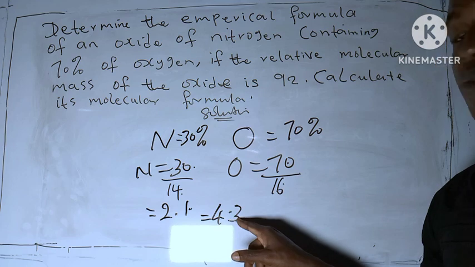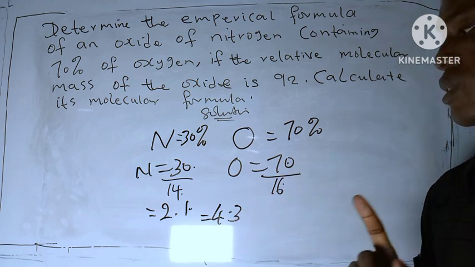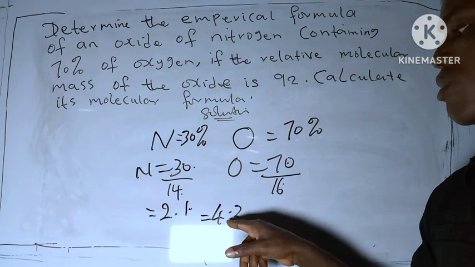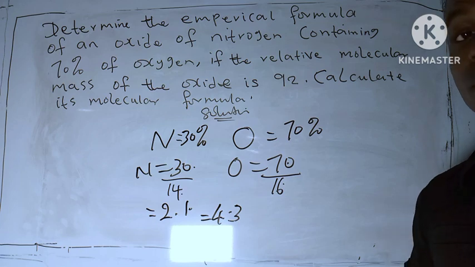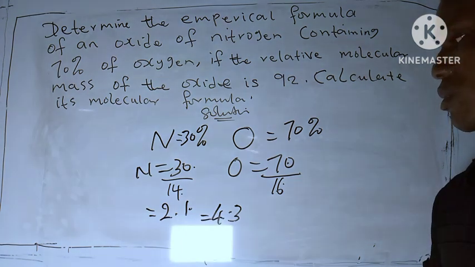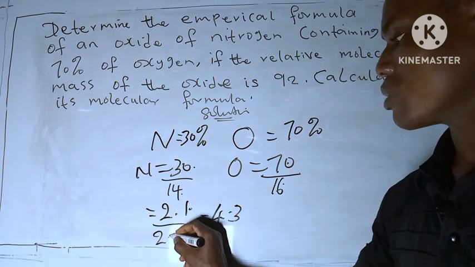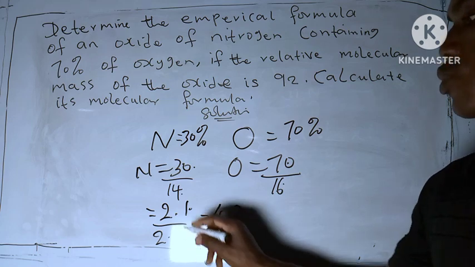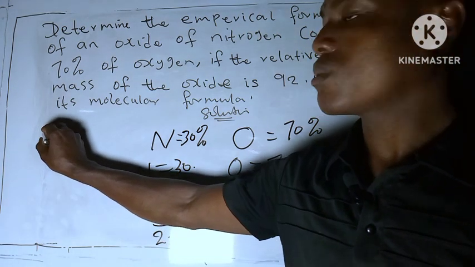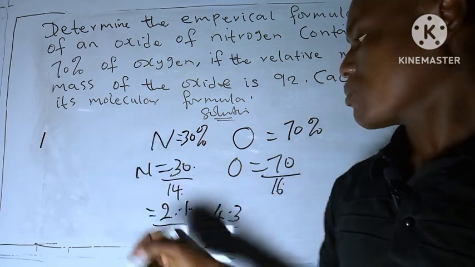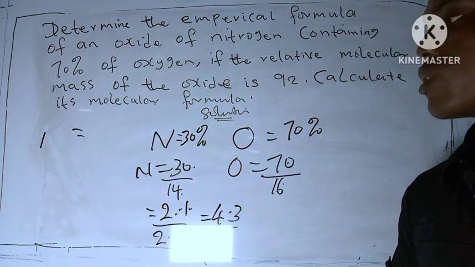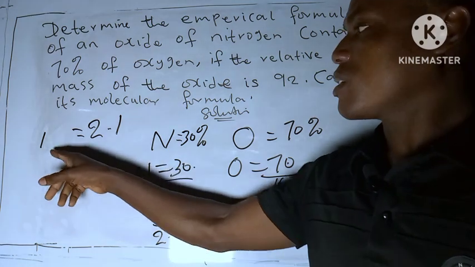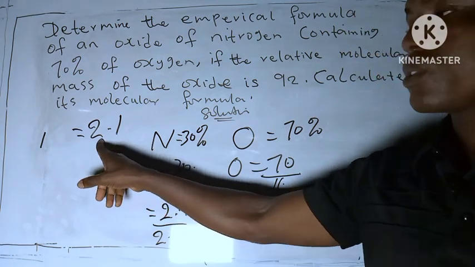So you have 2.1 and 4.3, right? So the next thing you need to do is to divide them by the smallest number. So between 2.1 and 4.3, which one is the smallest? We know that 2.1 is the smallest number, right? So divide by 2.1. Are you getting it now? So 2.1 divided by 2.1 will give us 1, while 4.3 divided by 2.1 will give us 2. Are you getting it? So we see that nitrogen is 1, while oxygen is 2.